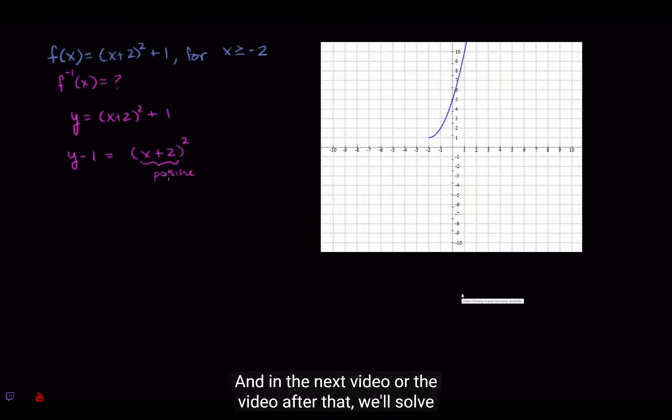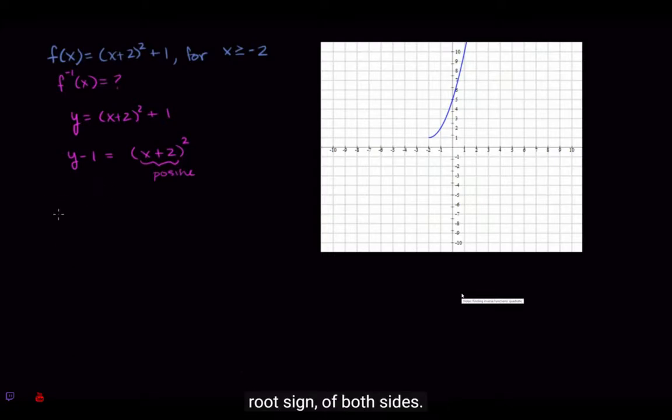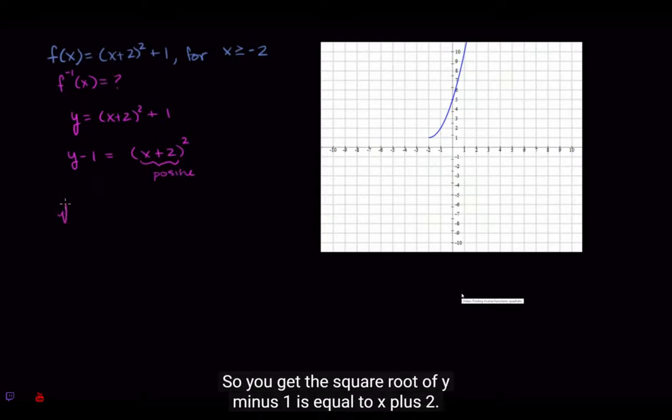And in the next video or the video after that, we'll show an example where you want to take the negative square root. So we're going to take the positive square root, or just the principal root, which is just the square root sign, of both sides. So you get the square root of y minus 1 is equal to x plus 2.